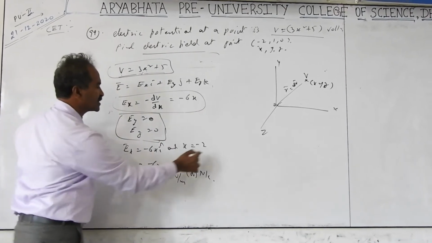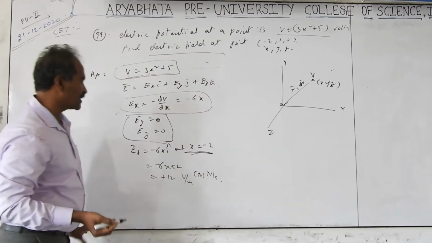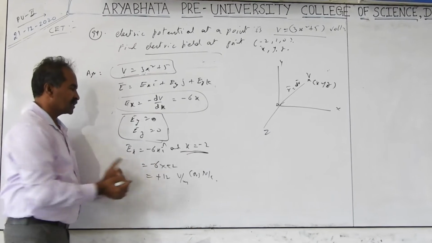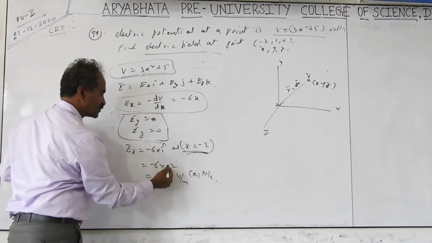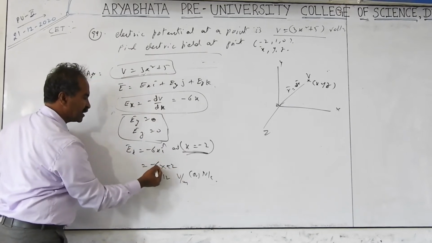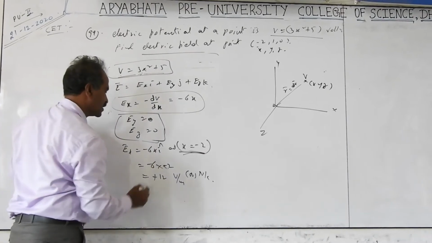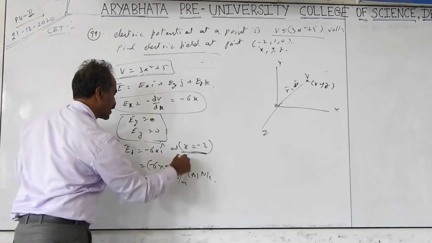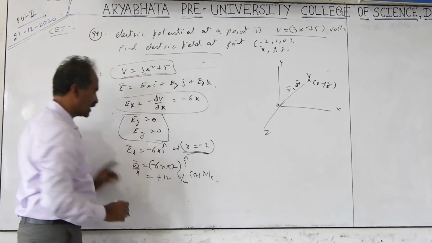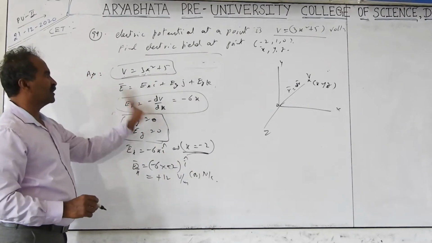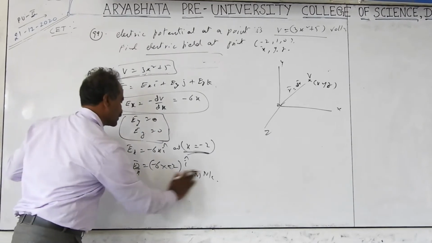The x coordinate given is -2 and the y coordinate is 1. But at that place the field is only along the x-axis, so only the x value matters, which is -2. So minus 6x i becomes minus 6 into -2, minus times minus is plus, 12 i cap in vector form. So the result is that only Ex is present, equal to 12 volt per meter in magnitude.